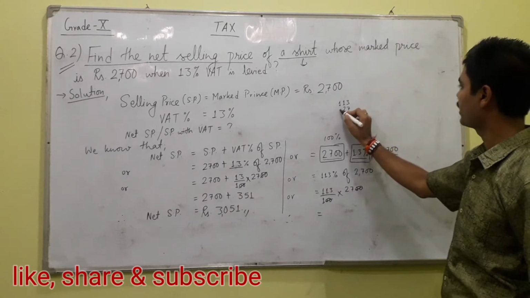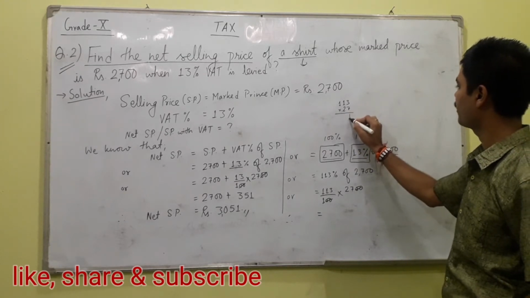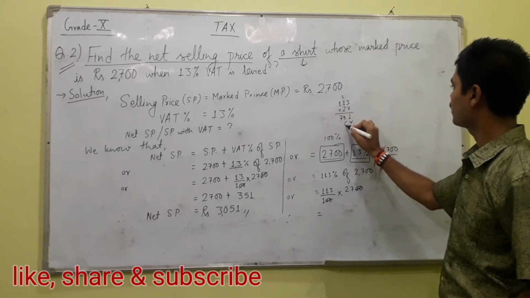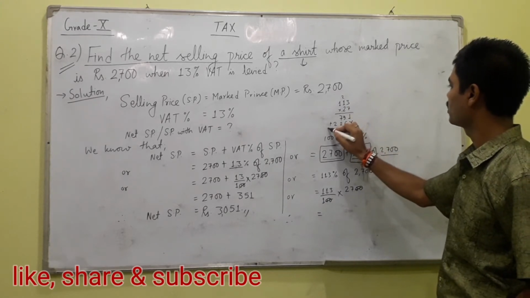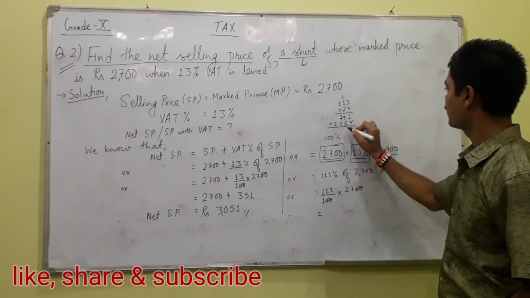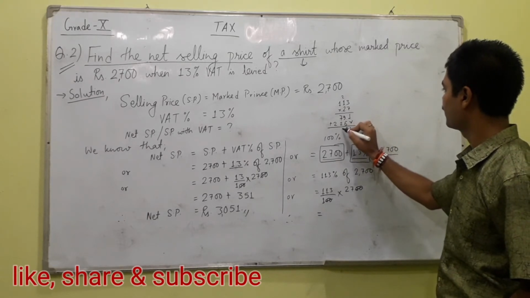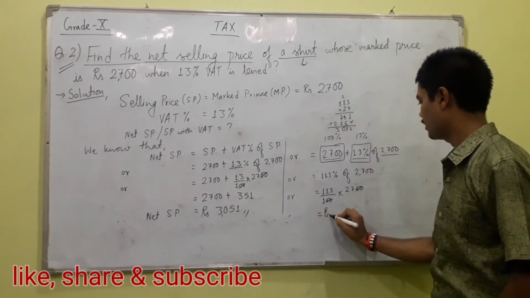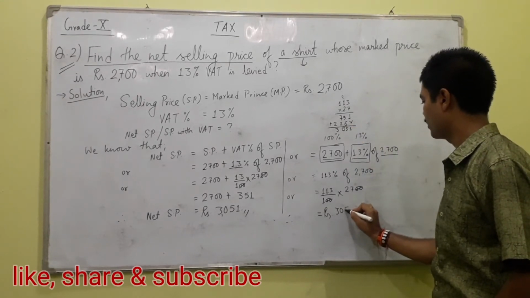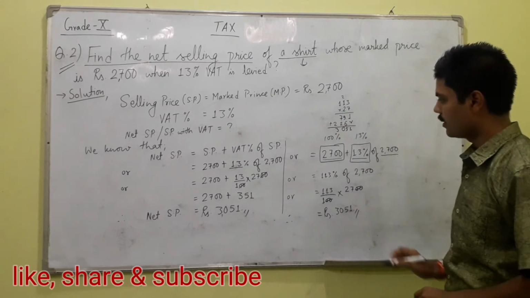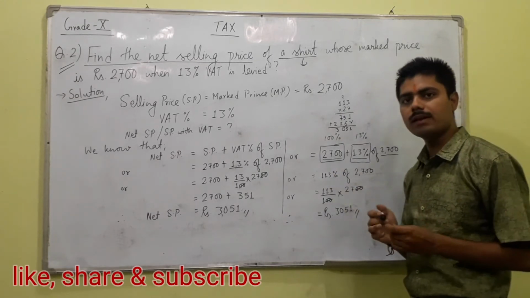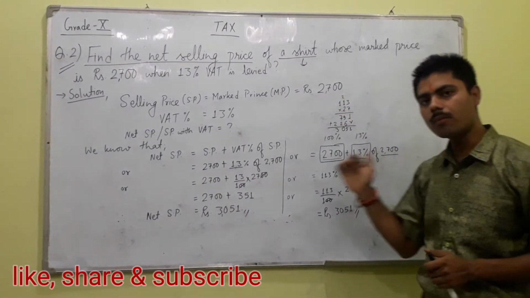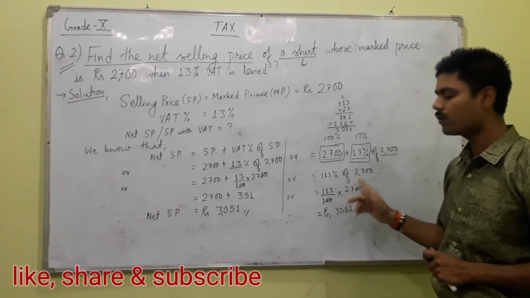7 3s are 21, 2, 7 1s are 7, 8 9, and 7 2s are 14, 6, 2 2, 1 5... so the answer is 3051 rupees. In this question, you might feel that this process was easier than this, but in coming questions, this question will be more helpful.